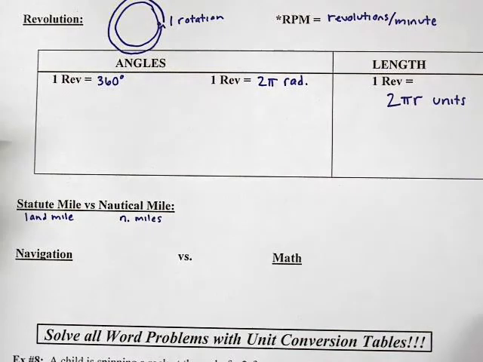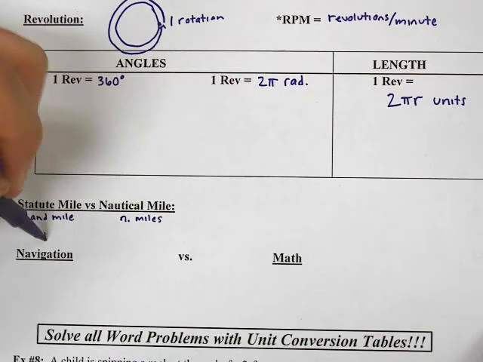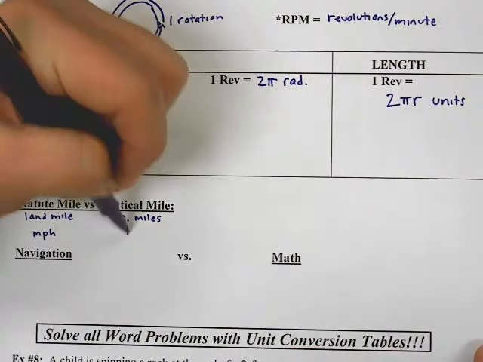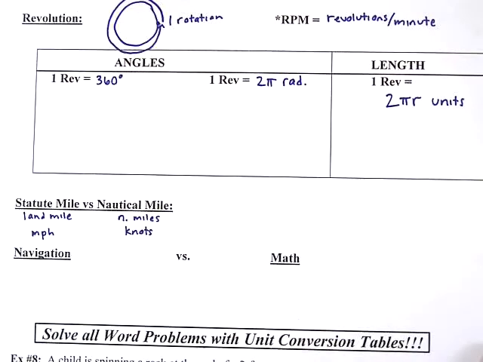What's really nice is with land miles, a lot of the times we talk about miles per hour. Just be on the lookout that when we're talking about nautical miles per hour, we're talking about knots. And that's just something that you need to be on the lookout for in problems in the book.